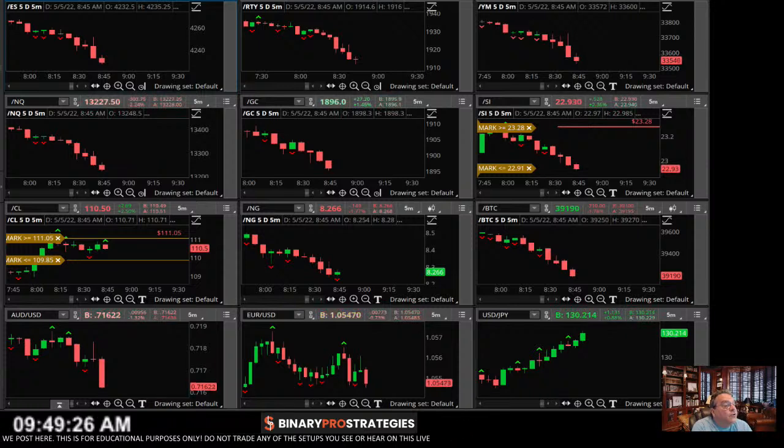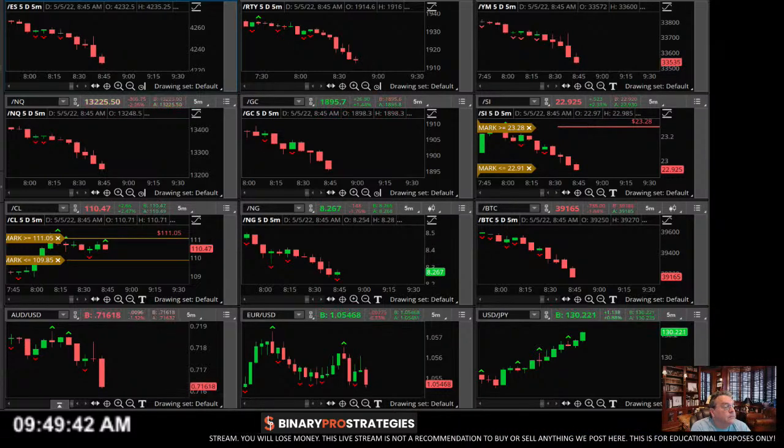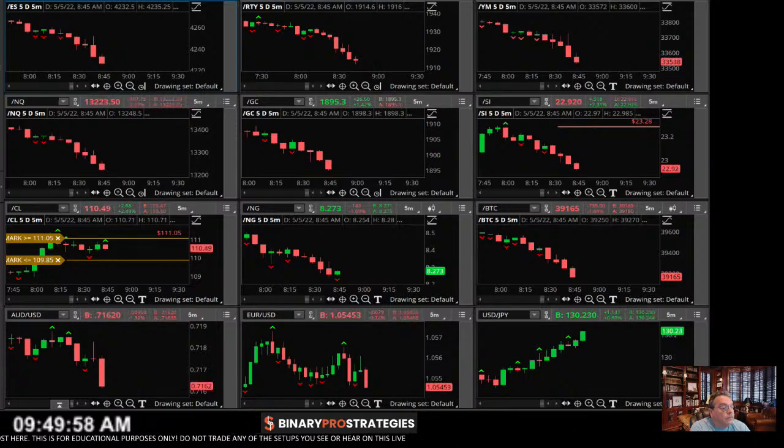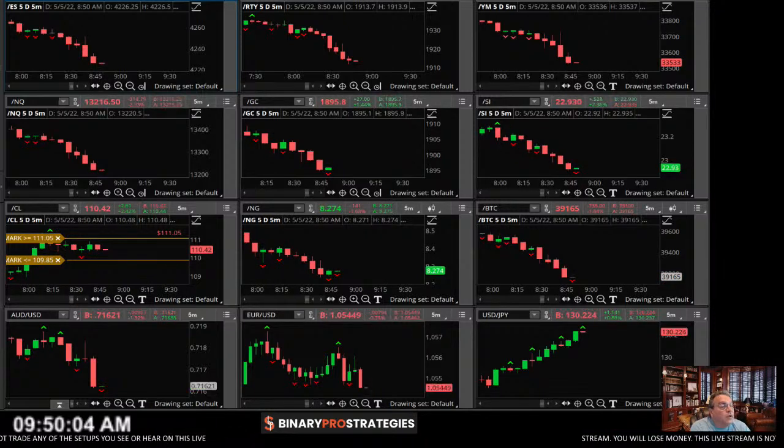Okay, so we're getting closer to target here. 91 is our target, sitting at 93. Still short gold, short silver, closer to target. Bitcoin's working on a short pattern, not quite developed. Target. Okay, there we go. Now we hit target on silver. All right, so silver hit profit target. Now we're just short crude.